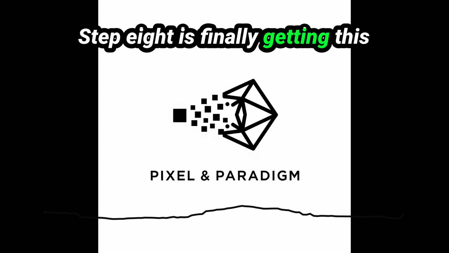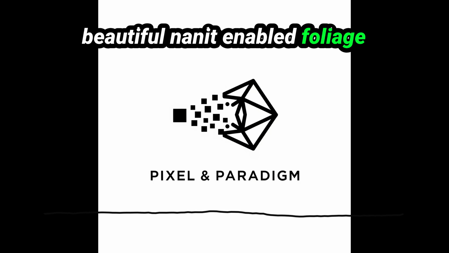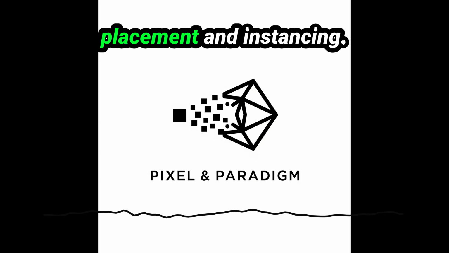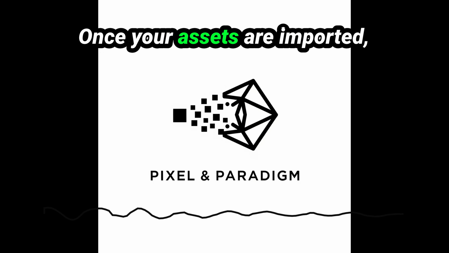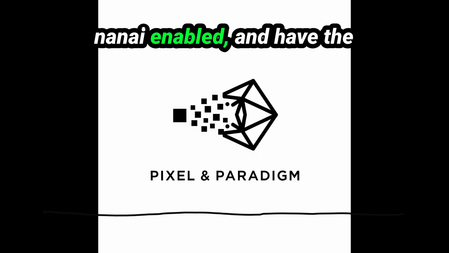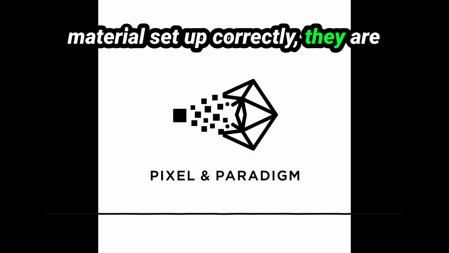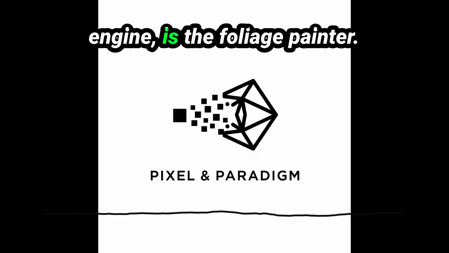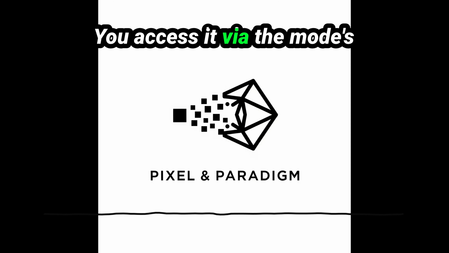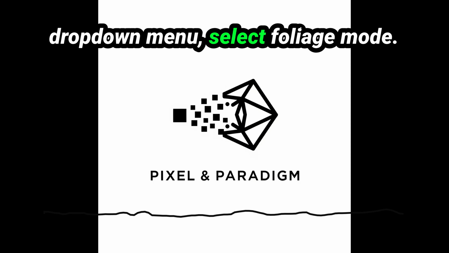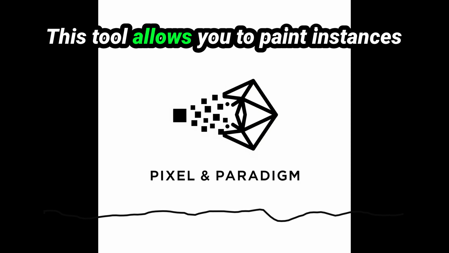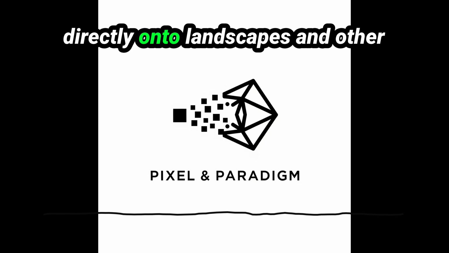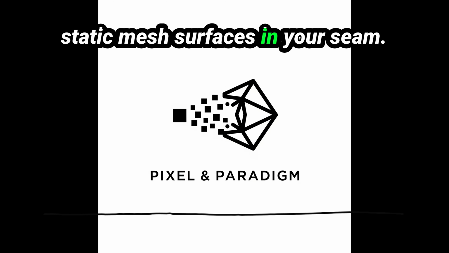Step 8 is finally getting this beautiful Nanite-enabled foliage placed into our actual level. How do we do that? Step 8. Foliage placement and instancing. Once your assets are imported, Nanite-enabled, and have the material set up correctly, they are ready for placement in your world. The primary tool for this in Unreal Engine is the Foliage Painter. You access it via the Modes drop-down menu. Select Foliage Mode. This tool allows you to paint instances of your Nanite-enabled static meshes directly onto landscapes and other static mesh surfaces in your scene.